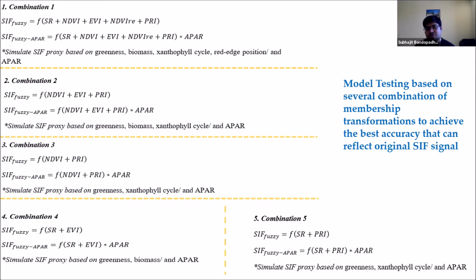As you know, different vegetation indices reflect different vegetation traits. So we tried to optimize this model with combinations of different traits to find out which particular combination gives us the best fit in reference to the original SIF signals.